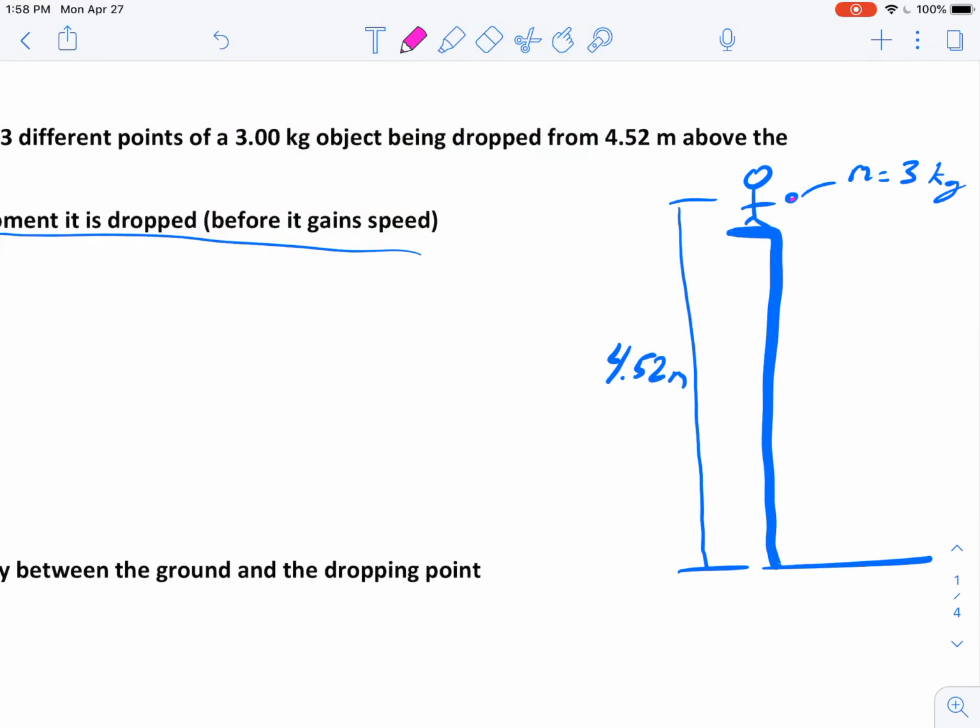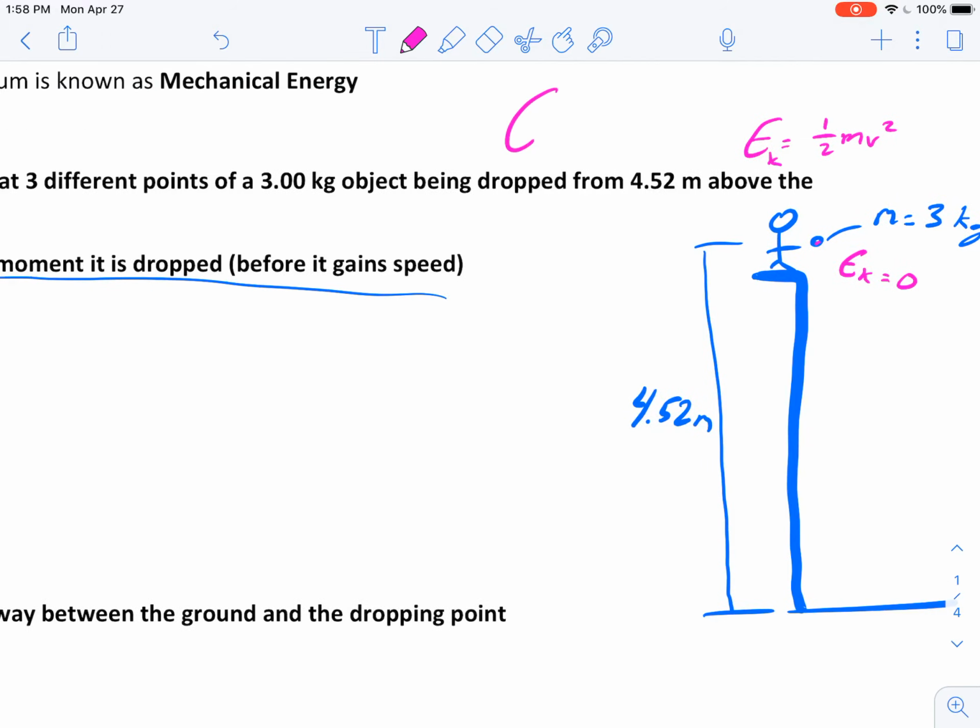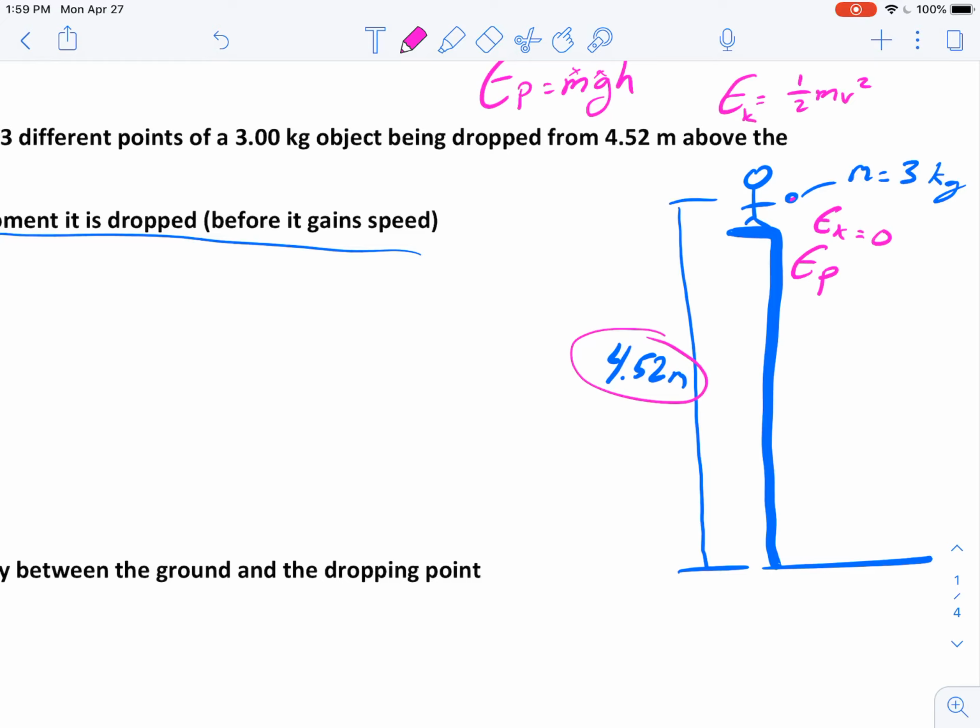notice how it's not moving. So we have a kinetic energy of 0. Remember, kinetic energy is 1/2 mass times the speed squared. And if speed is 0 here, then the whole thing must be equal to 0. So our kinetic energy is 0. But if you remember the EP formula of m times g times h, mass is not 0, gravity is obviously not 0, and the height is 4.52, so it is not 0. So EP does not equal 0. So we only have EP up here.